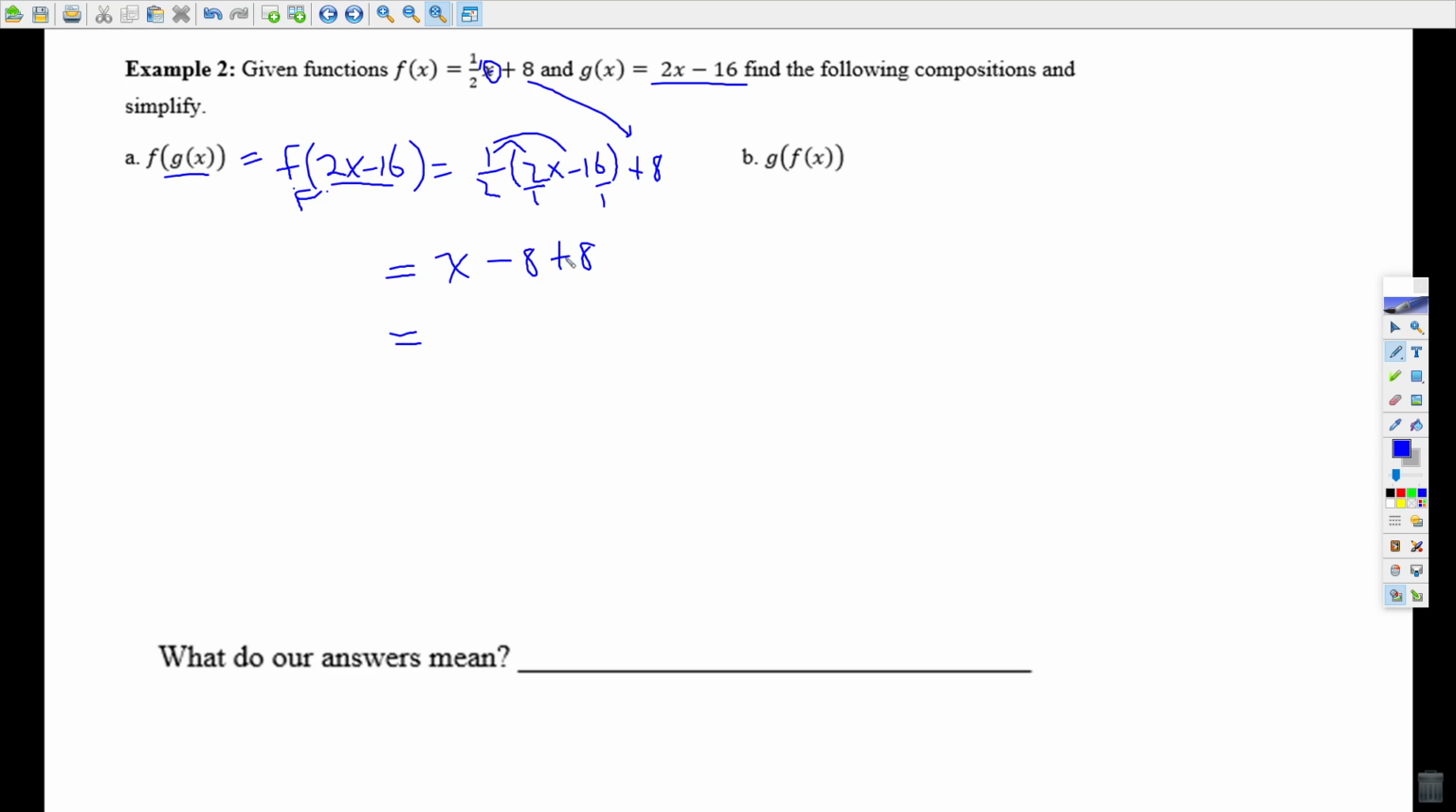So our answer is, oh, look what happens here. These cross out. You just get x. So f of g of x is x. Interesting. Let's go the other direction. What if we do g of f of x?